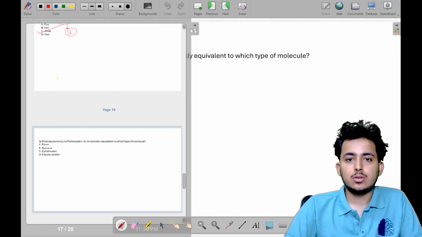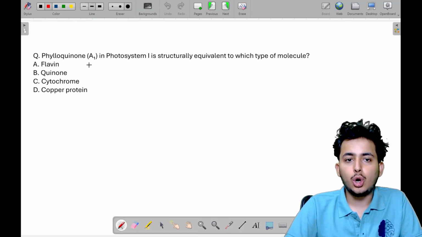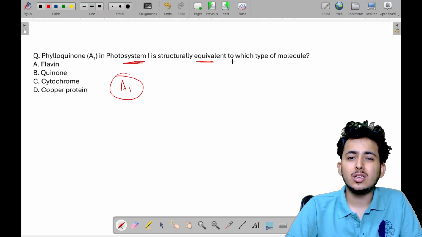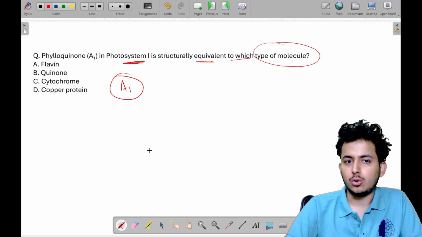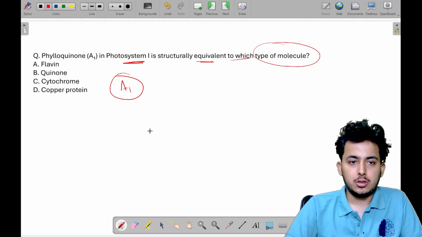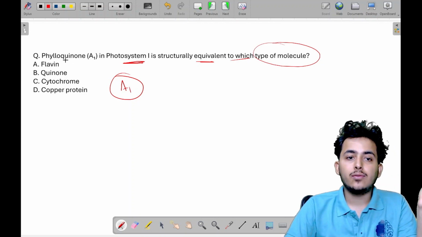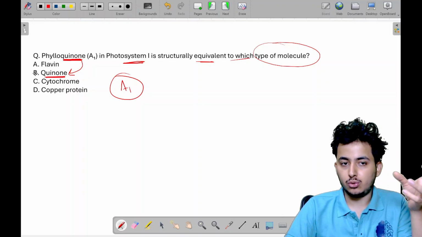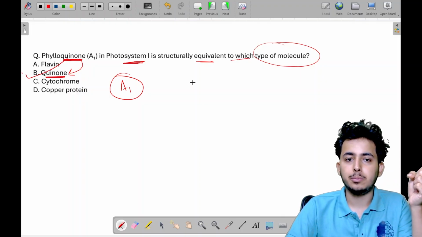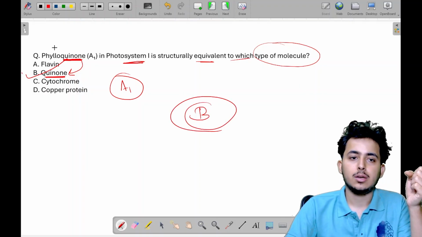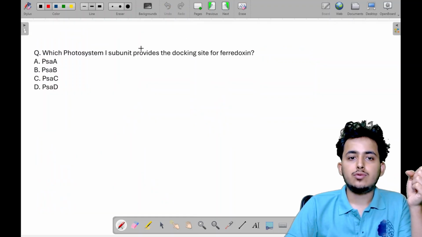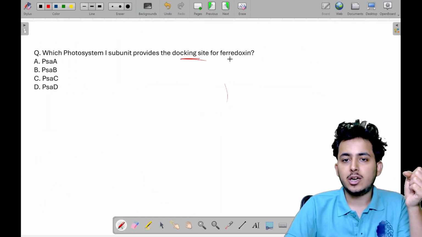And then you have this question: phylloquinone, that is A1 in photosystem 1, is structurally equivalent to which type of molecule? With the name only you can tell, guys, that phylloquinone will be equivalent to quinone. This is a modified form of the quinone, so your answer will be B.